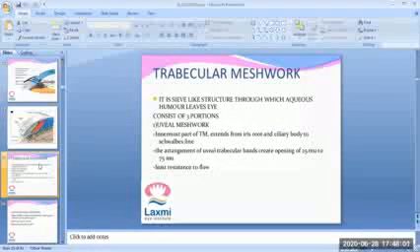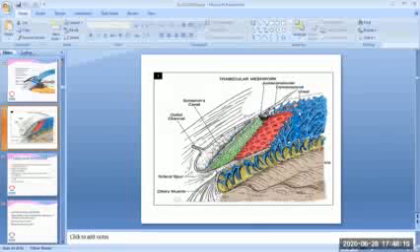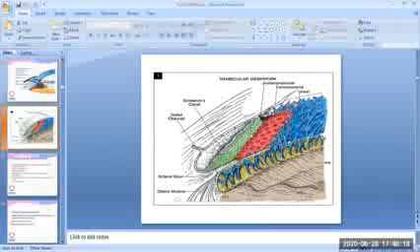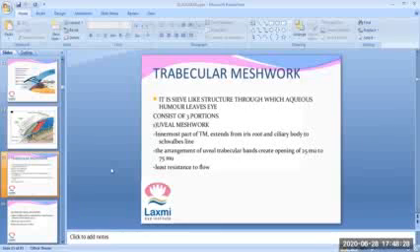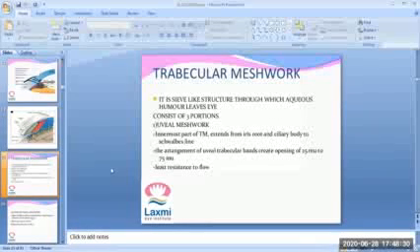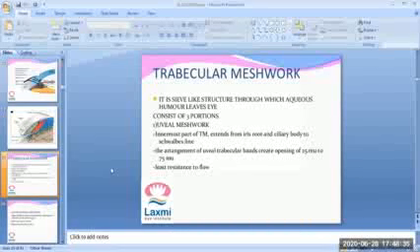It is a sieve-like structure through which aqueous humor leaves the eye, and it consists of three portions: the uveal meshwork, corneoscleral meshwork, and the juxtacanalicular meshwork. In this image, they have shown this blue color sieve-like structure is the uveal meshwork, and red color is the corneoscleral meshwork, and this green color structure is the juxtacanalicular meshwork. So uveal meshwork is the innermost part of the trabecular meshwork and extends from the iris root and ciliary body to Schwalbe's line.